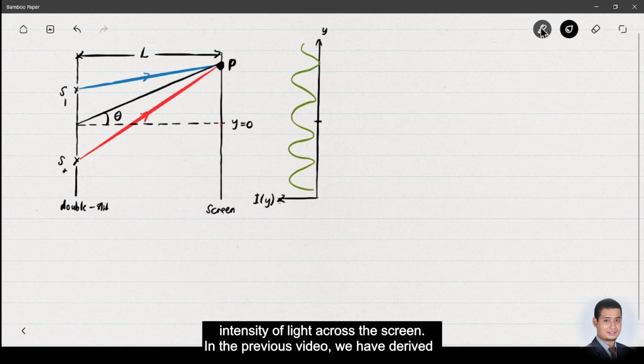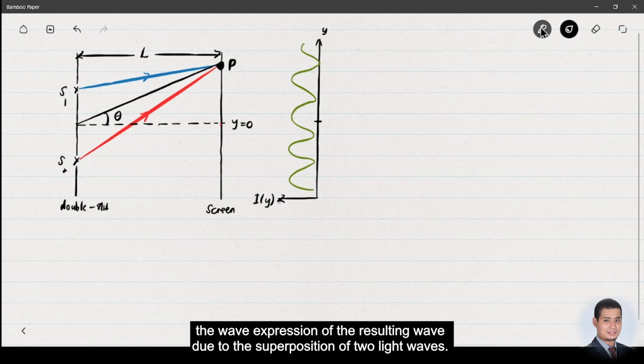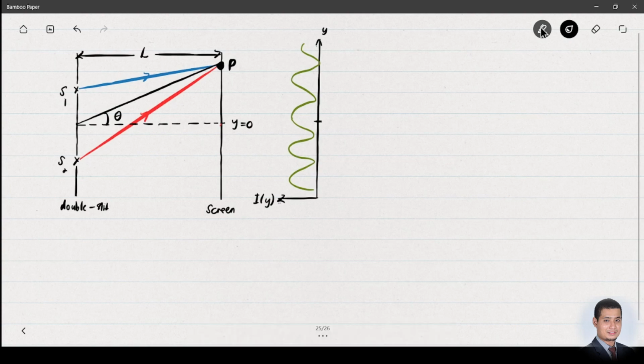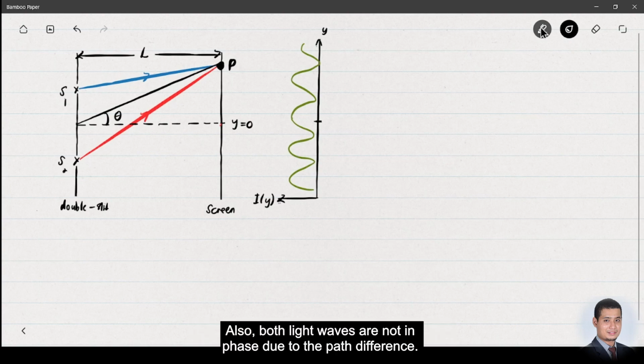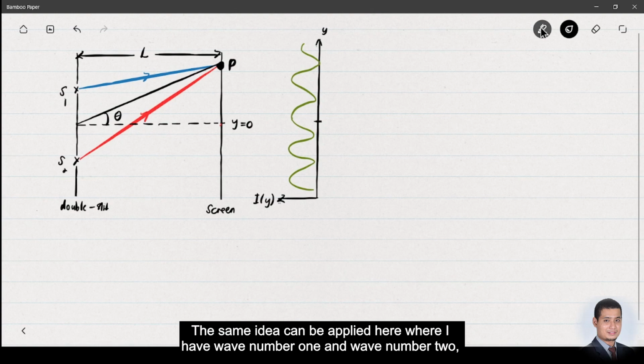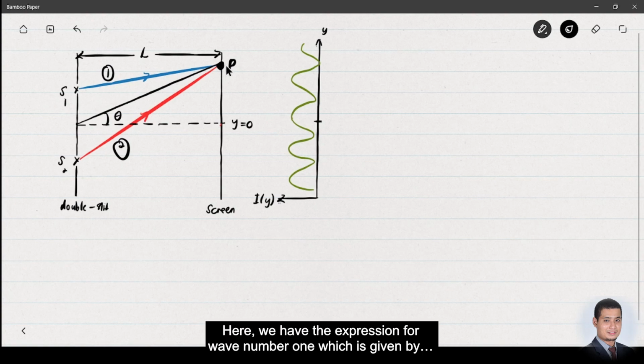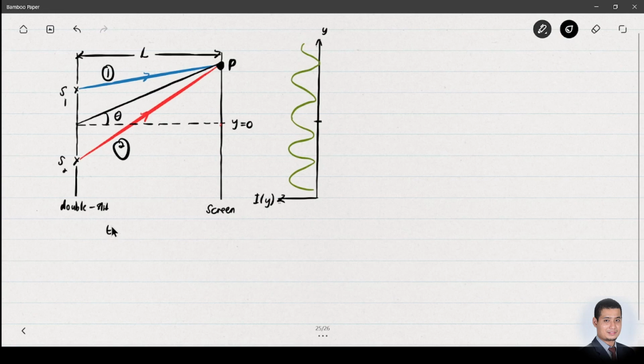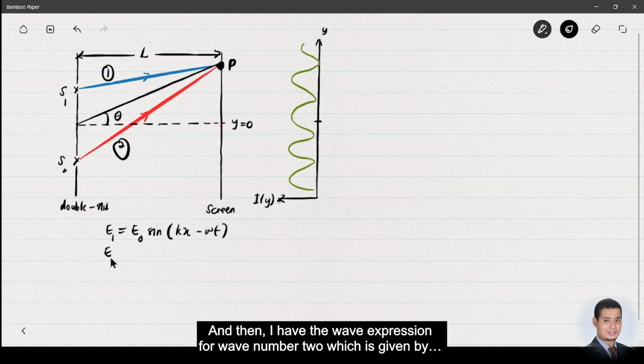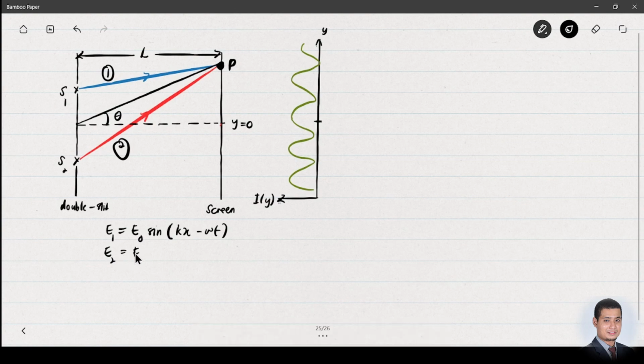In the previous video, we derived the wave expression of the resulting wave due to the superposition of two light waves. Also, both light waves are not in phase due to the path difference. The same idea can be applied here, where I have wave number 1 and wave number 2. They superimpose at point P. Here we have the expression for wave number 1, which is given by, and then I have the wave expression for wave number 2, which is given by.